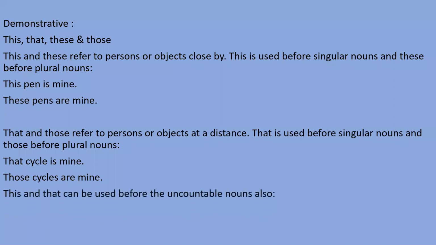This and that can be used before uncountable nouns also. When things are uncountable, we can use this or that, right? Like this food is not fit for us. So food, we know that is an uncountable thing. We can't count the food. So we can use this also with the food because that is uncountable. That rose is so beautiful. So with the rose also we can use that.